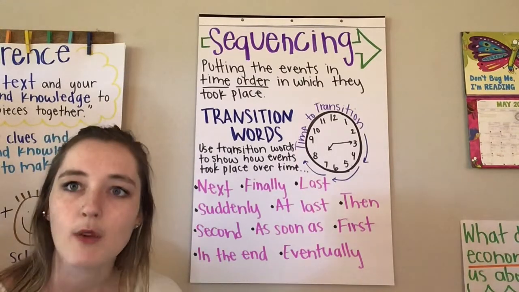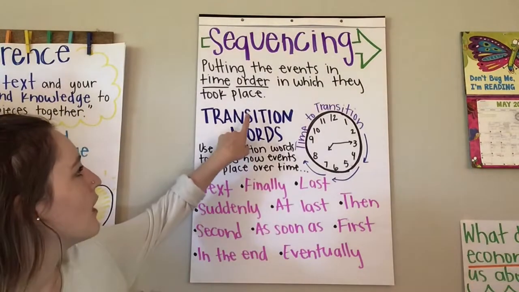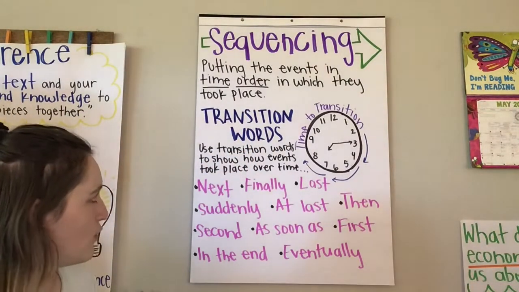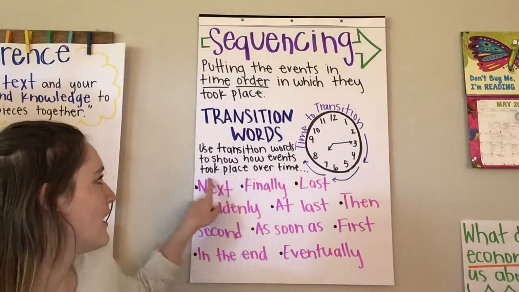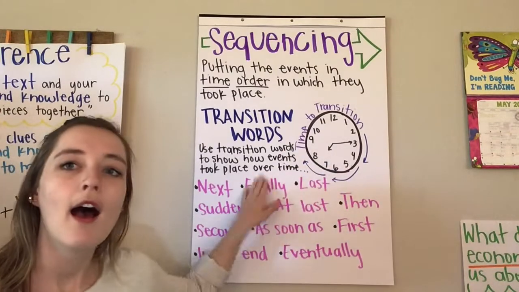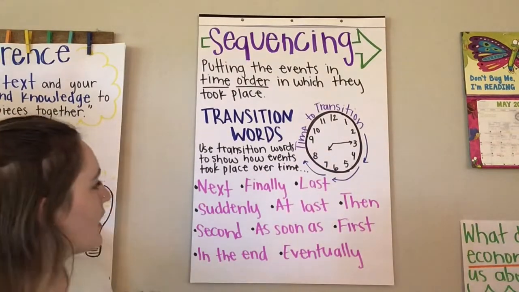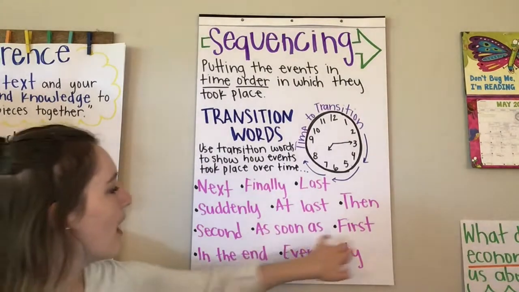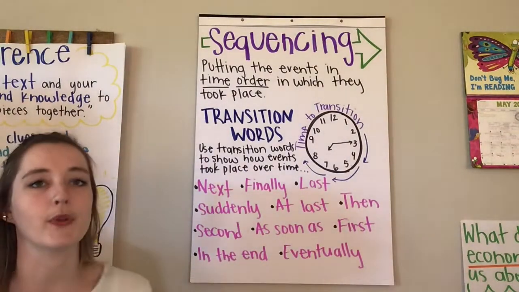When we talk about sequencing, we use something called transition words. We use transition words to show how the events took place over time. I have a bunch of examples down here of transition words: next, finally, last, suddenly, at last, then, second, as soon as, first, in the end, eventually.